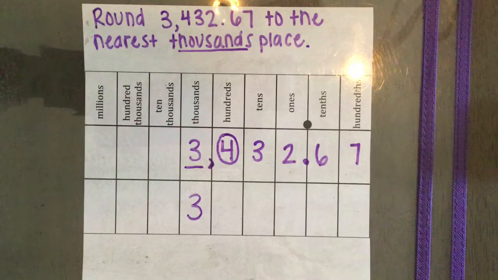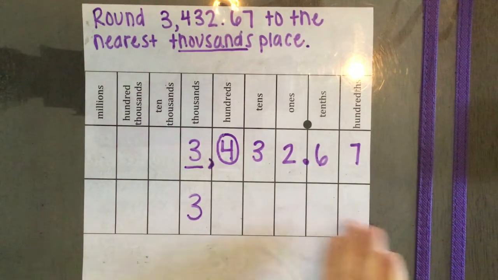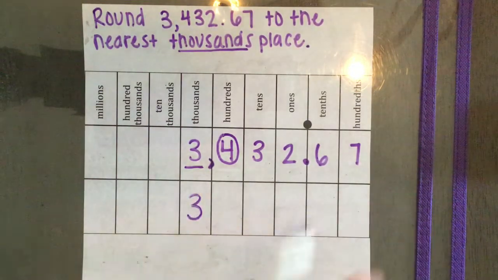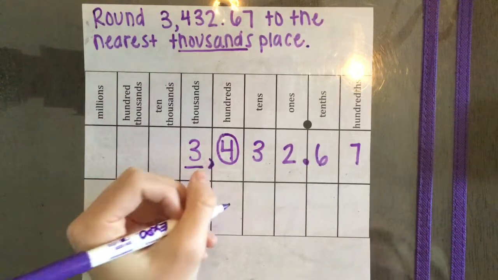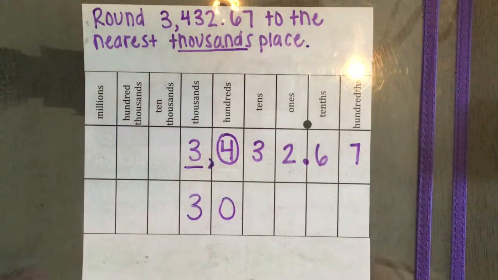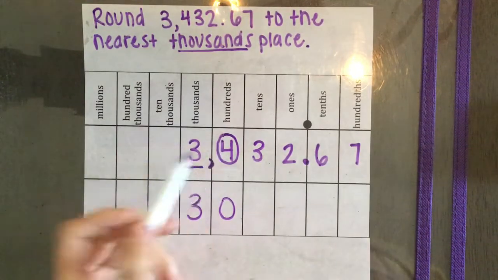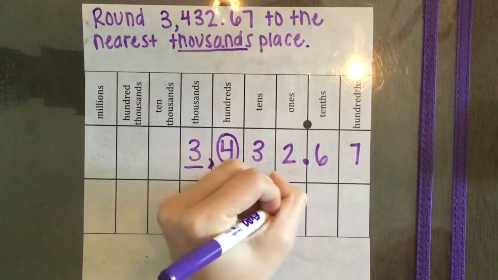Okay, now everything after it, we can't forget this last step. Everything after it becomes a 0. Okay, or everything to the right of the number becomes a 0. Okay, and we know we can use the circled number to help us remember that everything after it becomes a 0.